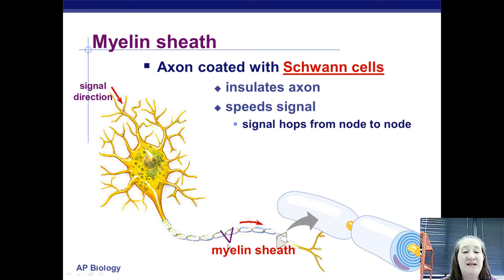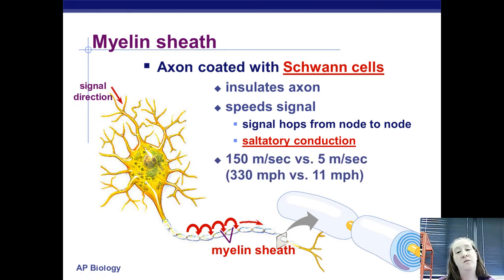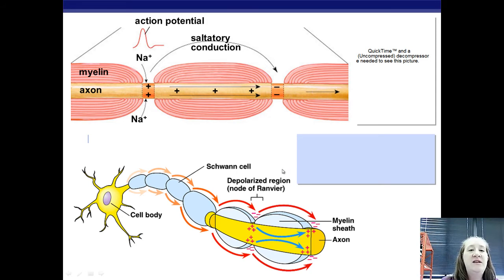So the electric signal, the change of charge, is going to jump from one spot to the next to the next. There are spaces in between two pieces of insulation, and the signal is going to jump between those spots. That's going to make it move a lot faster. So see, there it is jumping. It speeds it up from about 5 meters per second to 100 to 150 meters per second. I mean, 5 meters per second is still really fast, but 150 is way faster. So you can see the action potential happens right here, then right there, at the next node, and it goes from node to node to node.